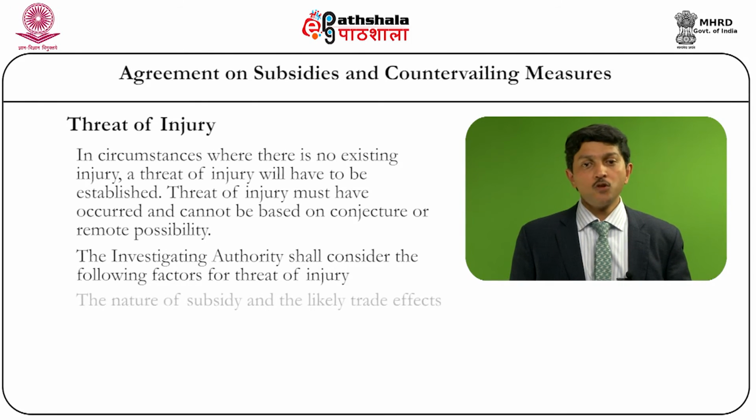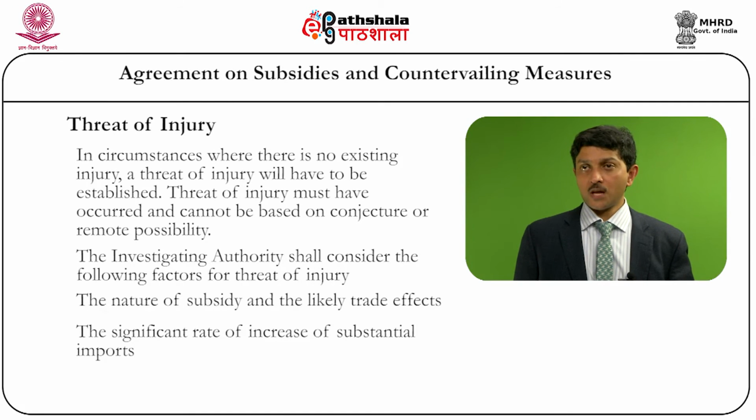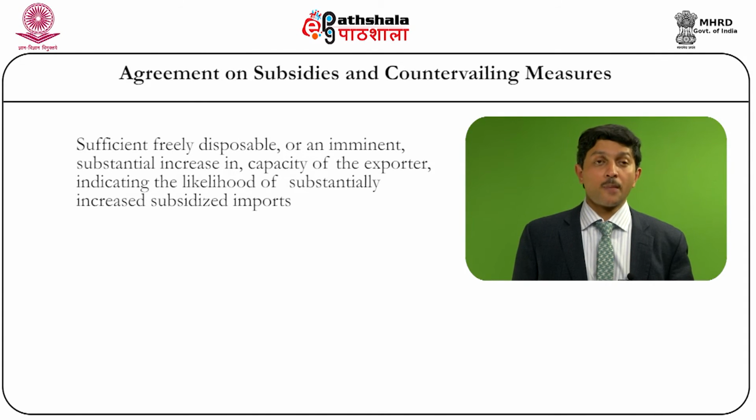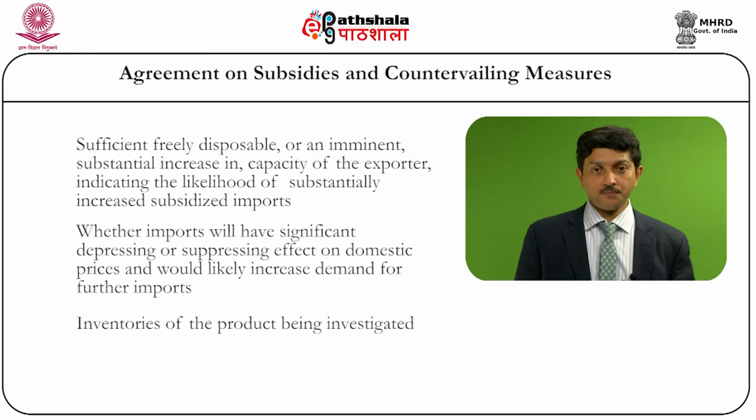The first is the nature of the subsidy and the likely trade effect, and the significant rate of increase of subsidized imports. Then, a sufficiently freely disposable or an imminent and substantial increase in the capacity of the exporter, indicating the likelihood of substantially increased subsidized imports. Also, whether the imports will have a significant depressing or suppressing effect on domestic prices and would likely increase the demand for further imports. And lastly, the investigating authority can also look into the inventories of the product being investigated.